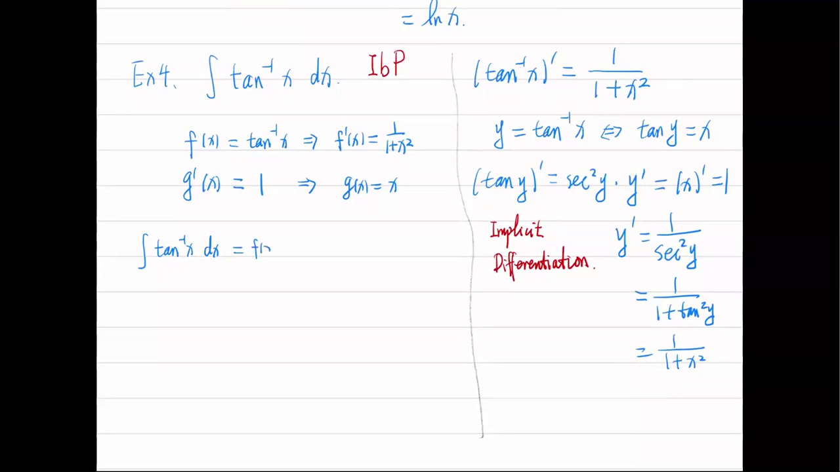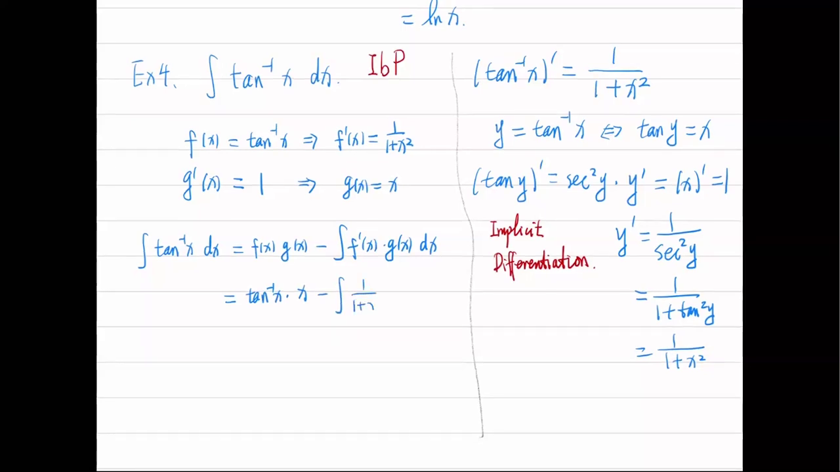Okay. f(x)g(x) minus the integral of f'(x)g(x) dx. Okay, so now we have this f(x), f derivative, g(x) times dx. Okay, it's x arctangent x. Now, how do we integrate this one?